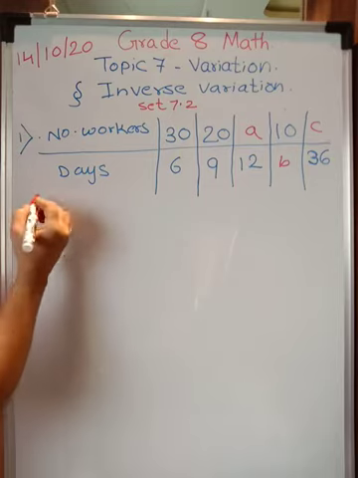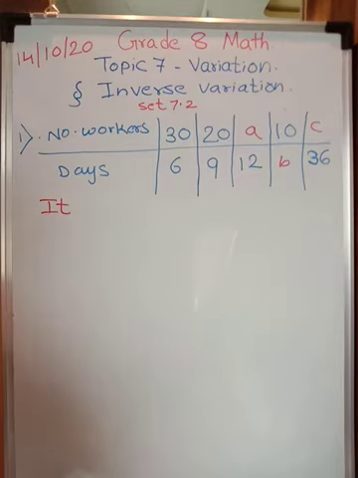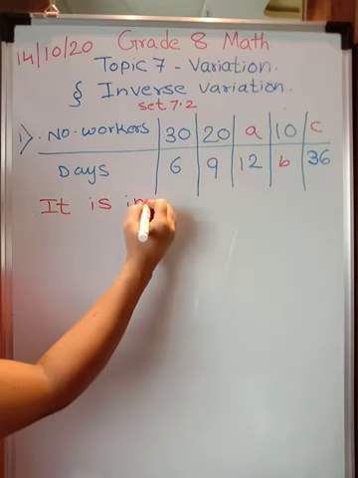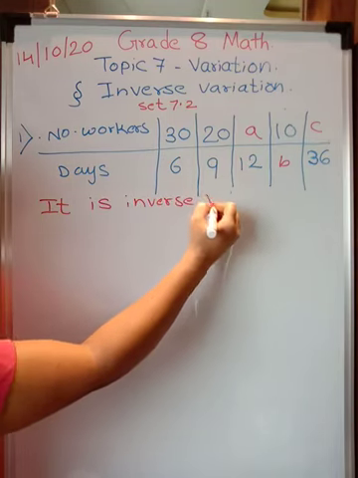So first of all, if it is given, it is fine. Like in 7.1, they have said it is directly proportional. Here no variation is given, so first you find out. So say that it is inverse variation.